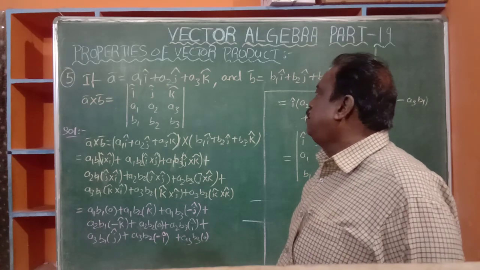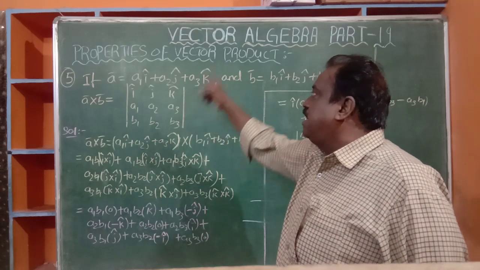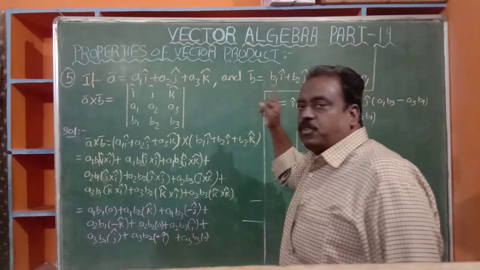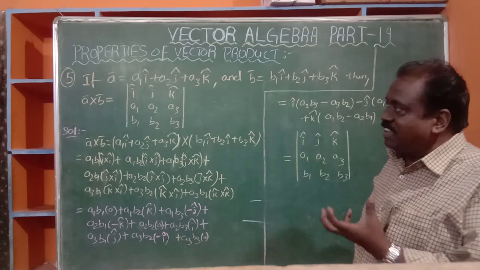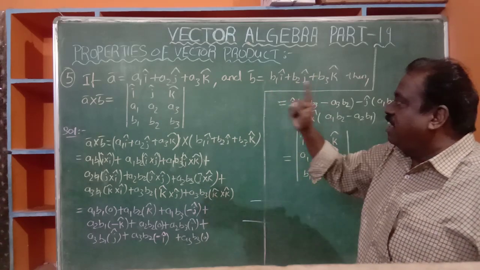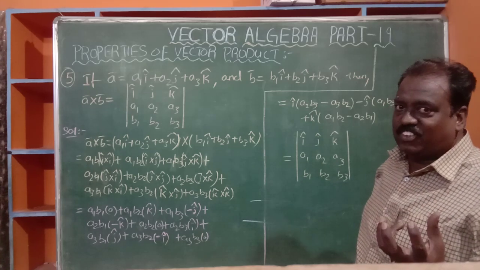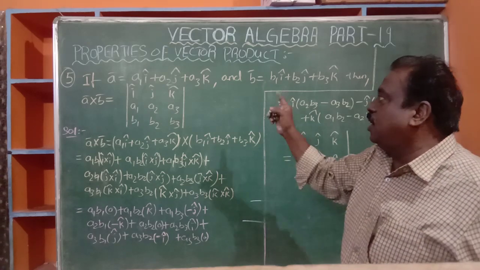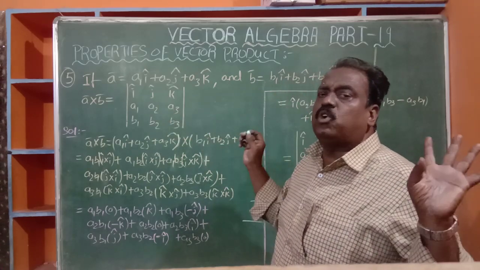Here, A bar and B bar are component vectors. A bar is defined as A1i plus A2j plus A3k. B bar is B1i plus B2j plus B3k. Then A bar cross B bar is very simply formed. You see how beautiful it is. IJK is the first row. A1, A2, A3 are the components, scalar components or DRs, the second row. B1, B2, B3 is the third row. Very simply you can write it.